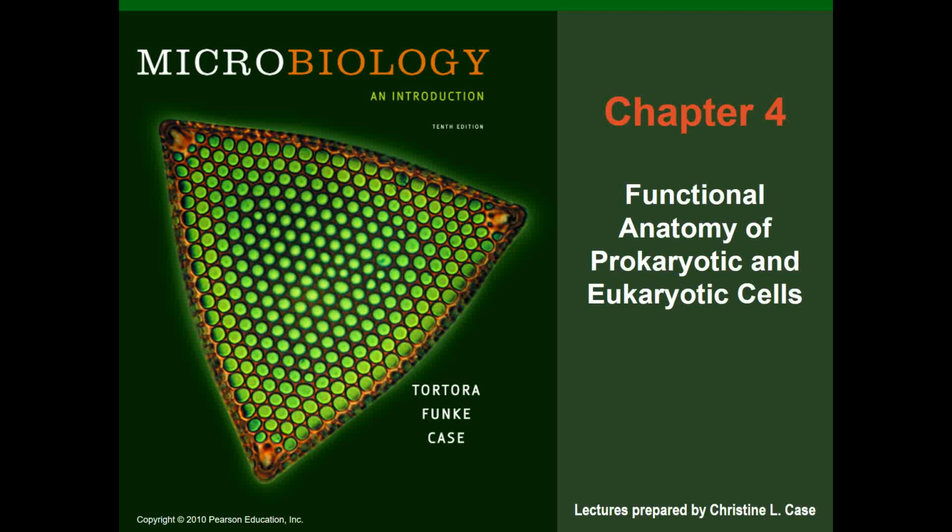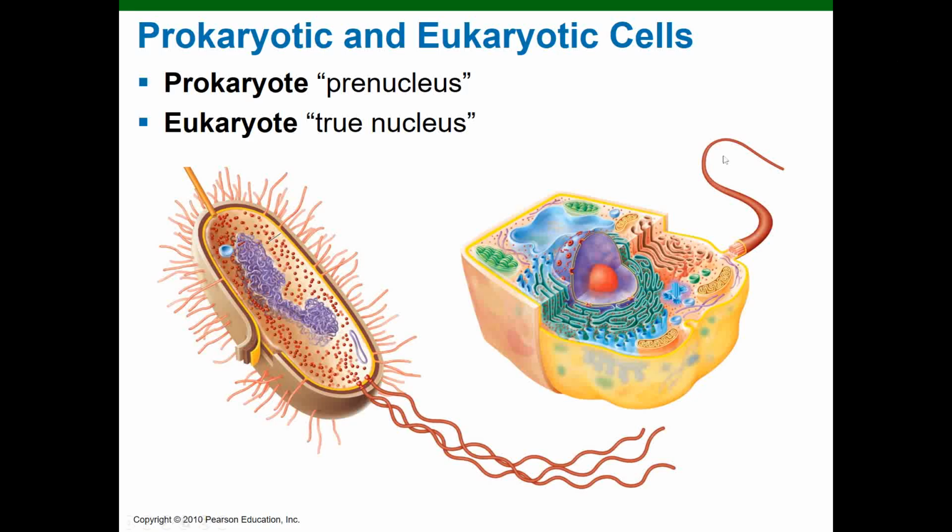Hi everyone, today we're going to be discussing Chapter 4 from your textbook, and Chapter 4 is going to be covering the functional anatomy of prokaryotic and eukaryotic cells. Big takeaways from today's lecture are going to be comparing and contrasting these two cell types, and there's also going to be a pretty big focus on features of prokaryotic cells because this is microbiology, so we'll be discussing the different types.